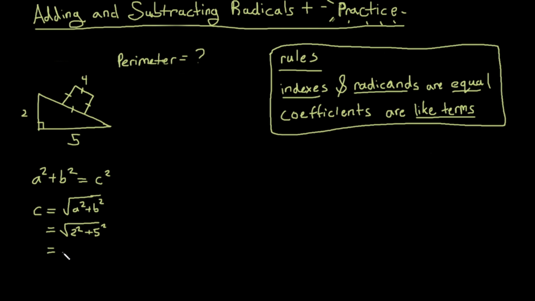So we can just directly convert this into square root of 2 squared plus 5 squared, which we can simply write as square root of 29. So we know the length of this is square root of 29. Now, we also know that all these sides are 4.